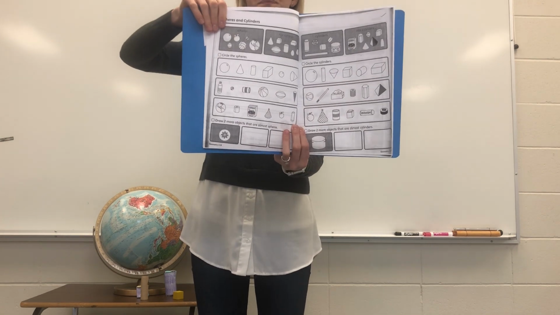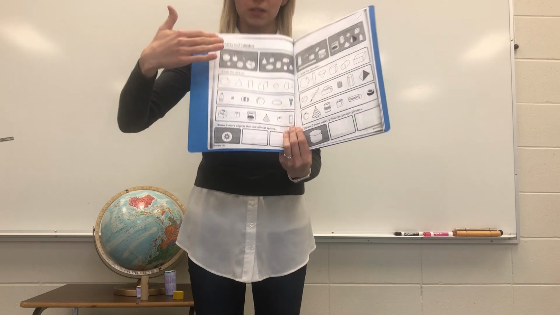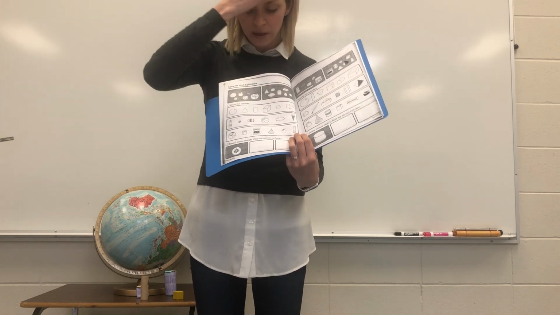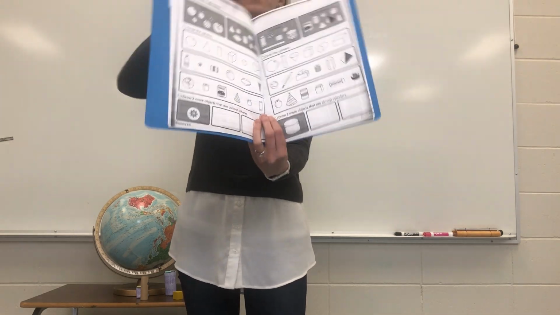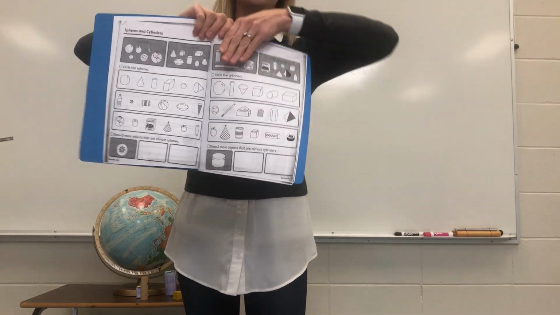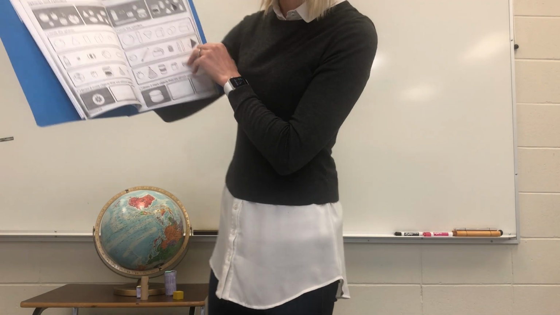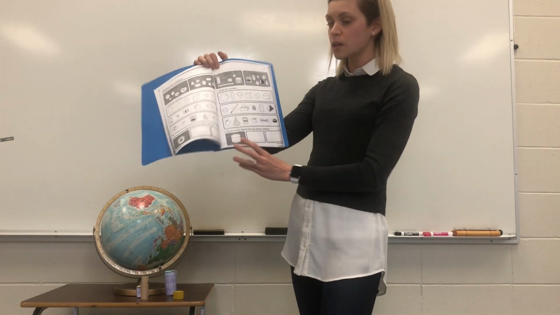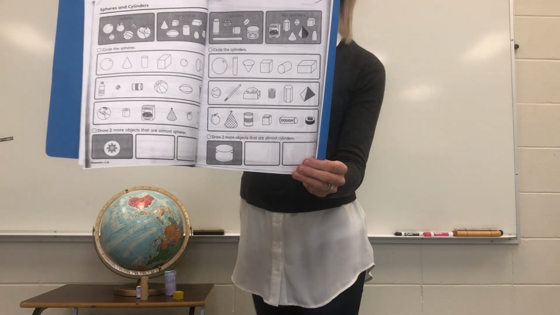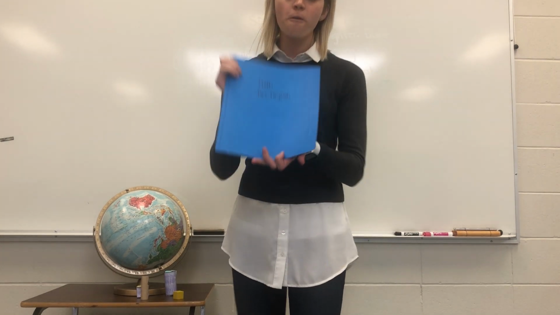At the top, it just shows you some examples of spheres and what are not spheres. And your job is to circle all the ones that are. Same with our cylinder page. The top just gives you some examples of things that are cylinders and things that are not. And then you're to circle all of the ones that are cylinders. And that is your math task for today.